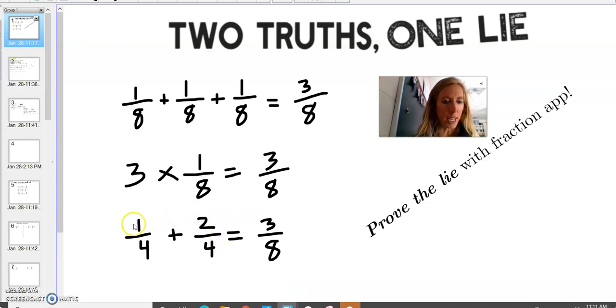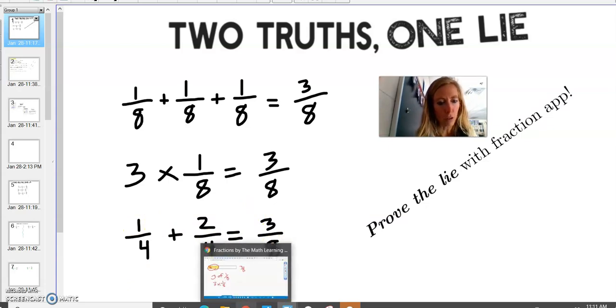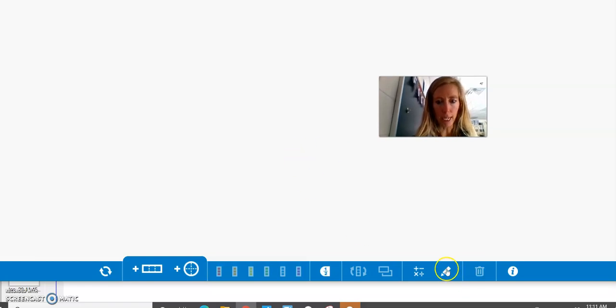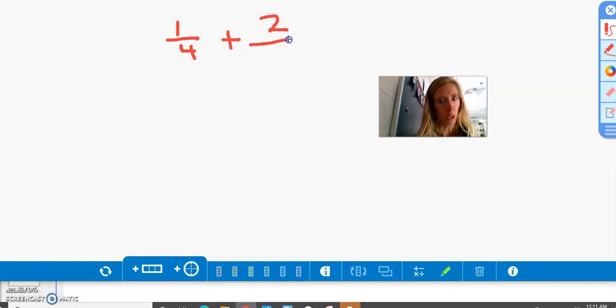But man, when I look at it, 1 plus 2 is 3 and 4 plus 4 is 8. How is this a lie? Well, let's see. If I use my fraction app and I clear this thing out and I say, all right, 1/4 plus 2/4. Supposedly, that should not give me 3/8.